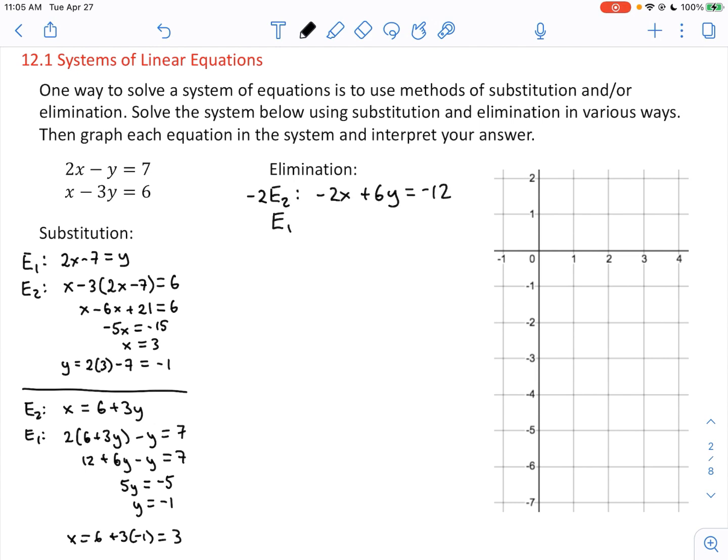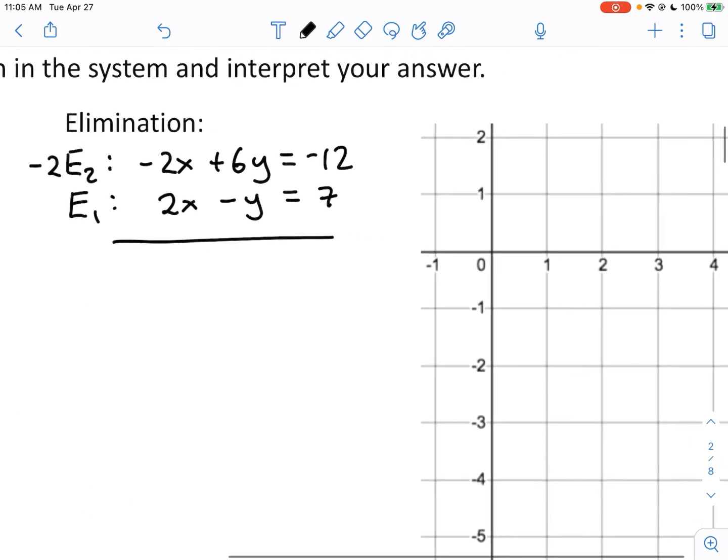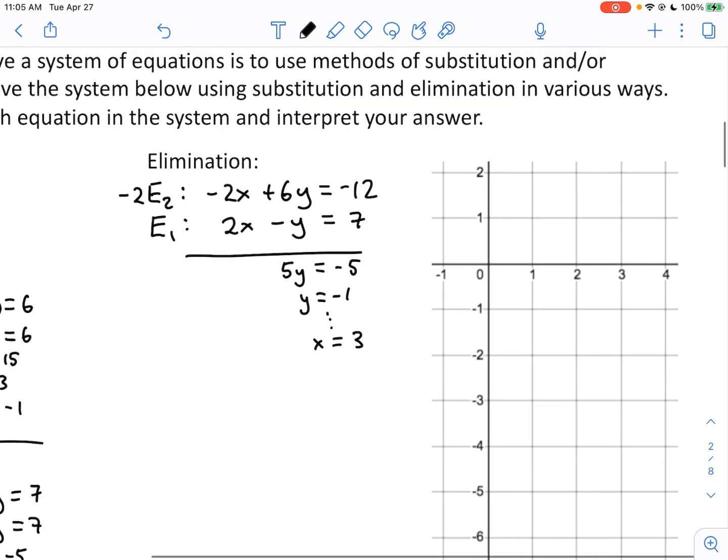And then I'm just going to rewrite equation 1. No need to adjust it. That's 2x minus y is equal to 7. And now we're in a position where if I add the two equations together, we will get cancellation of the x's. 6y minus y is 5y, and negative 12 plus 7 is negative 5. And that gives me y equals negative 1. And then we do the same thing we did before. Substitute negative 1 into either equation, solve for x, you get x equals 3.